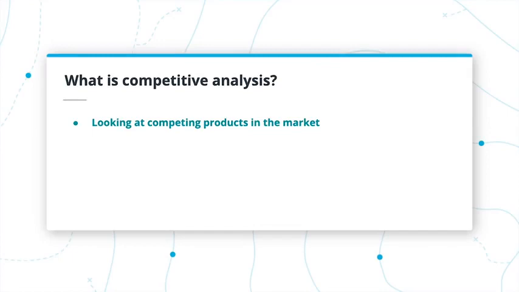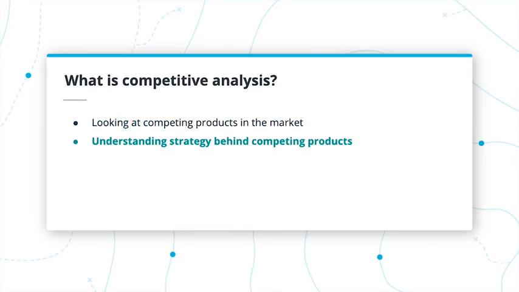So now we're going to talk a little bit about competitive analysis. Competitive analysis, in its simplest form, is identifying other similar products in the market, including the users that each product is targeting. Once you've identified all of the competing products, you'll want to try to understand each product's strategy. You can usually get a glimpse of this from using the product and looking at marketing materials.